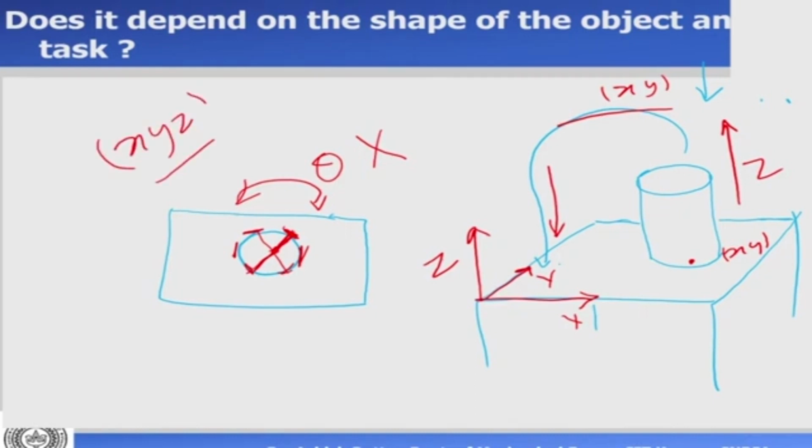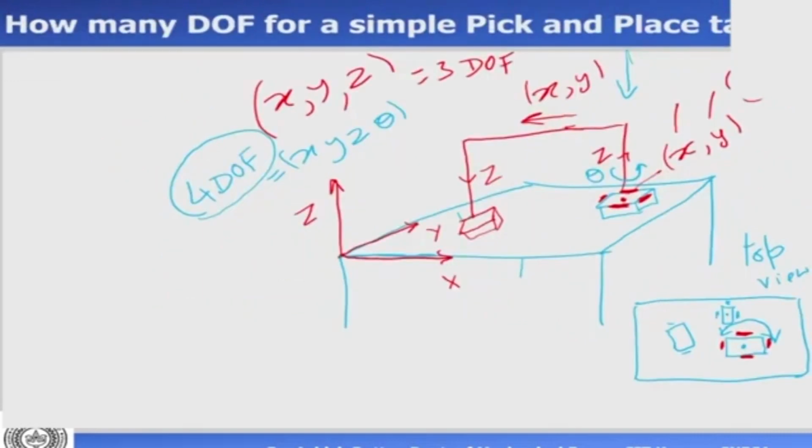I hope you understand that the task, the kind of object, and the way you're going to place it all depend on how many degrees of freedom you want. Now let's go back to the mouse, the rectangle which is kept on the table. Suppose I want to place the rectangle at a particular angle. In this case the surface was flat, and it was kept on the flat surface. Now suppose I want to keep this rectangle at an angle like this.